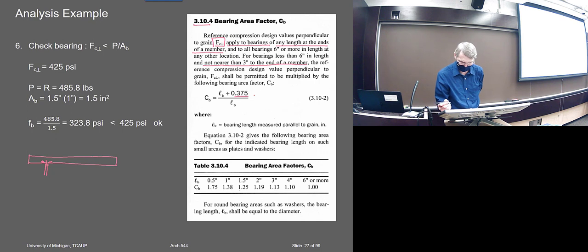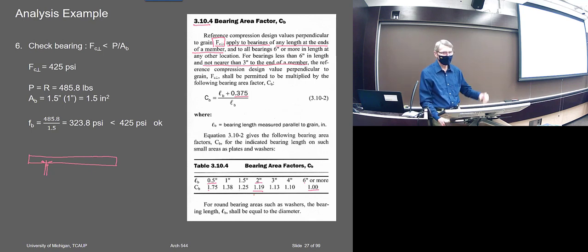I should have drawn a little picture of it maybe to figure that out. But depending on the width of your bearing, you can have a different factor. So if the width is only a 1/2 inch, then you've got a pretty high factor. If you're over 6 inches, you don't even apply it. If you're up around 2 inches, then you've got a factor of 1.19 or something.